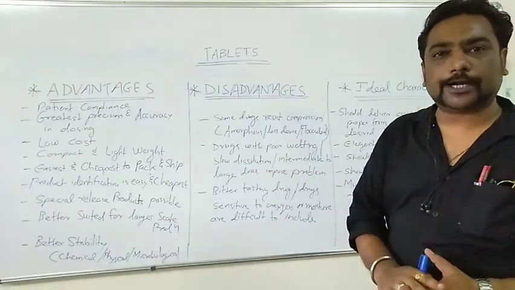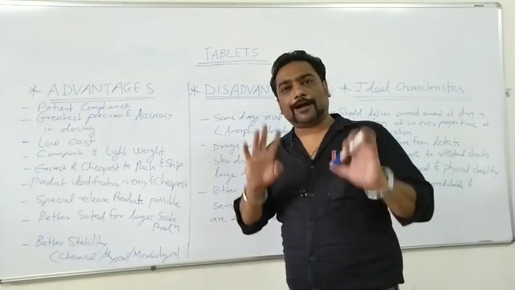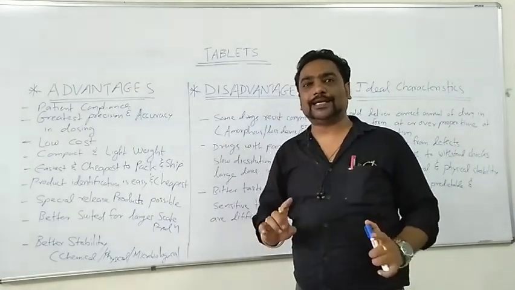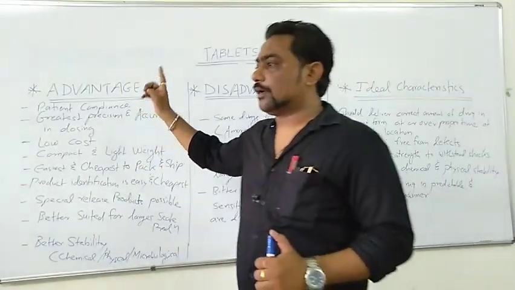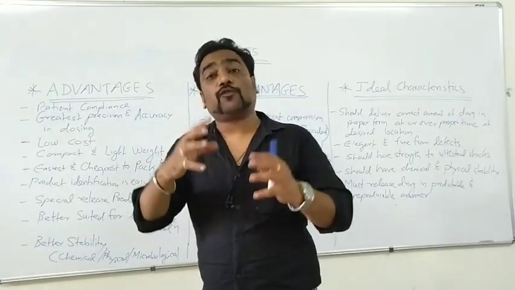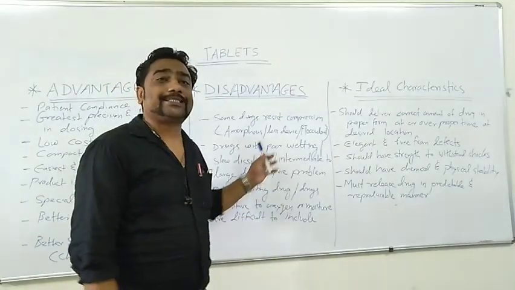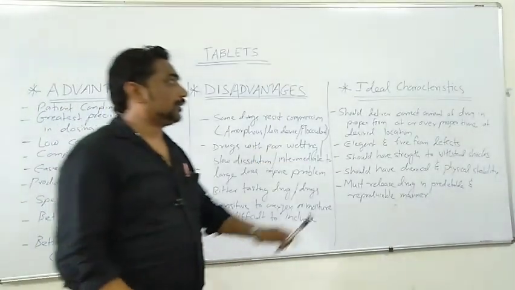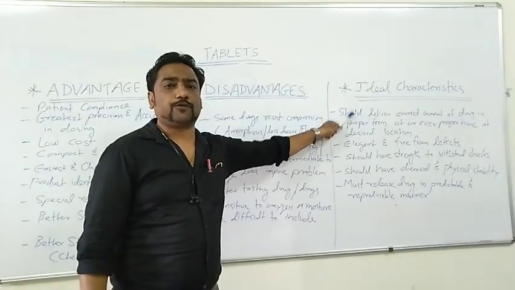Till now we have covered the overview of the chapter. We have divided the chapter into 4 sections, out of which we are discussing the first section. In that first section we have covered the advantages of tablets, and the advantages of oral routes we have also seen before. Then we shifted to the disadvantages of the tablet, and now finally we will go for the ideal characteristics of tablet dosage form.